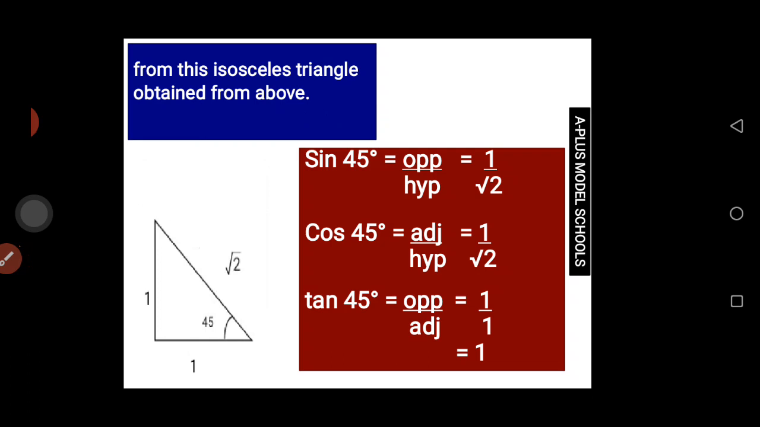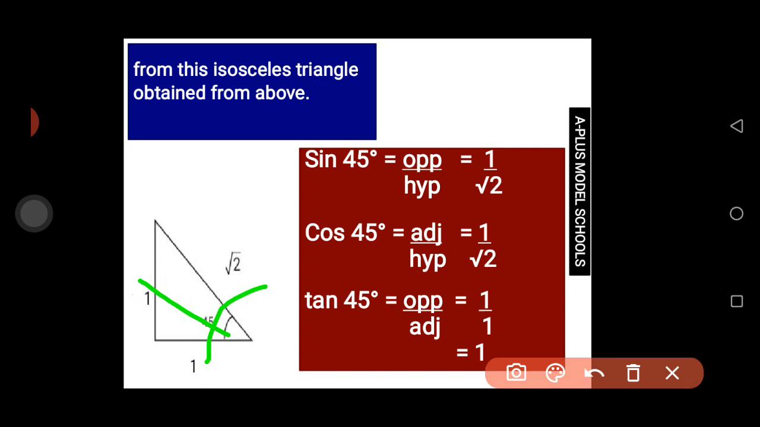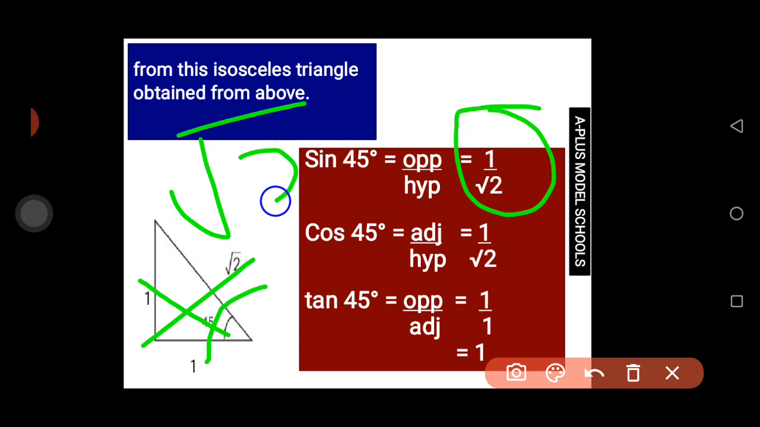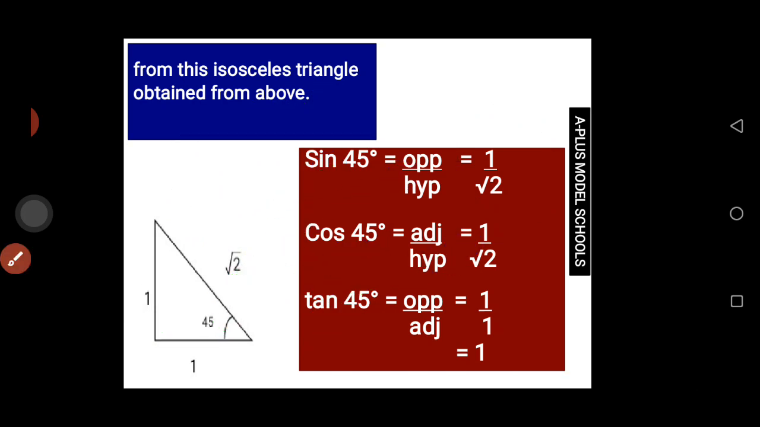So if I take sine 45 degrees now, don't forget sine is opposite over hypotenuse. If I'm taking this angle, the side facing this angle is opposite over hypotenuse, which is over root 2. So that is 1 over root 2, which is still the same thing as root 2 over 2. You can say that it's root 2 all over 2, which will still give you the same value when you rationalize.